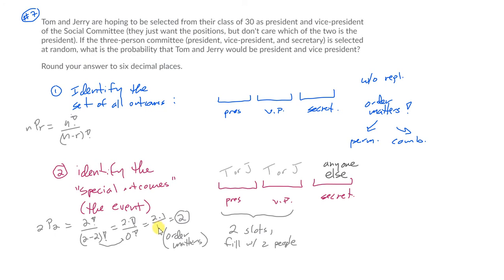Okay? In other words, there's two ways to do this. You can either pick Tom first and then Jerry, or you can pick Jerry first and then Tom. That's why this is working out to be 2. All right?